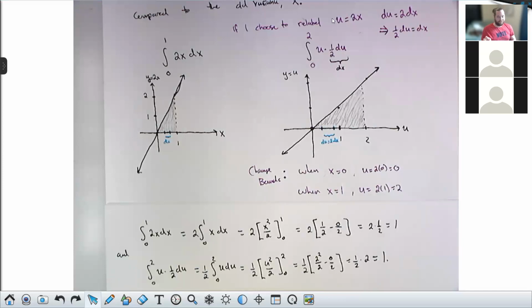More interesting problems have the stretching different amounts at different parts. So maybe it stretches out from 0 to 1, and then it shrinks things down from 1 to 2. Maybe it stretches out a little bit from 0 to 1, and a little more from 1 to 2, and a little more from 2 to 3. All of that will be characterized or described by the relationship between du and dx. So here the fact that du is just the constant 2 times dx means that this substitution stretches things out horizontally by a factor of 2. Okay.